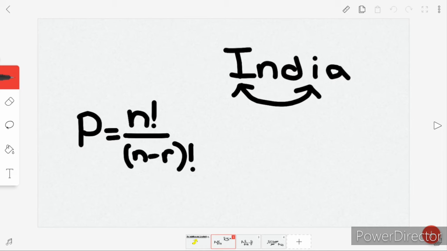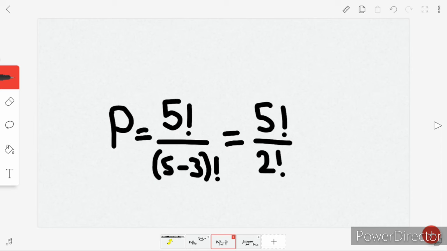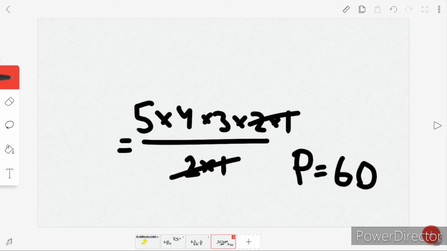So n is going to be 5. It's the total number. And then r is the amount of unique letters. So N, D, and A. Since we have two I's, they're not unique, and they can be rewritten, right? So we take 5 minus 3, which is 2 factorial. And then after that, we went through this. Got 5 factorial over 2 factorial. Then we crossed 2 times 1 on both sides, which let us get 5 times 4 times 3, which is 60. So that's how many permutations we had.